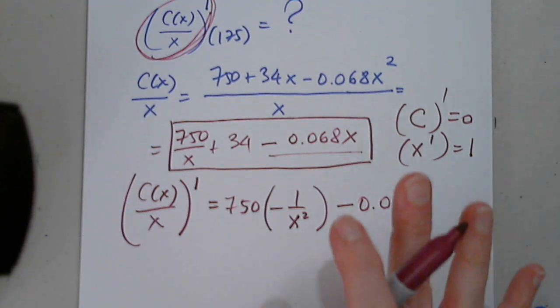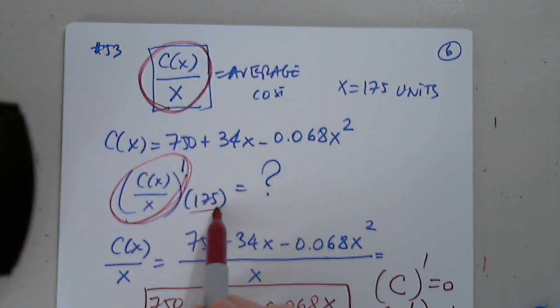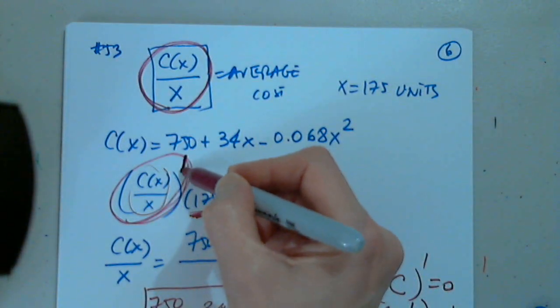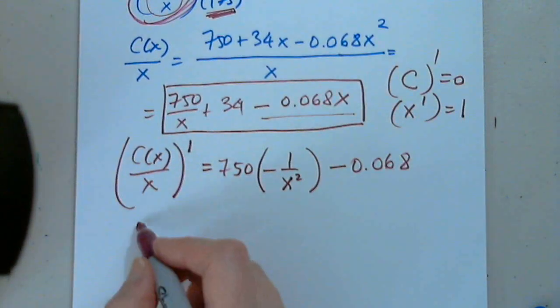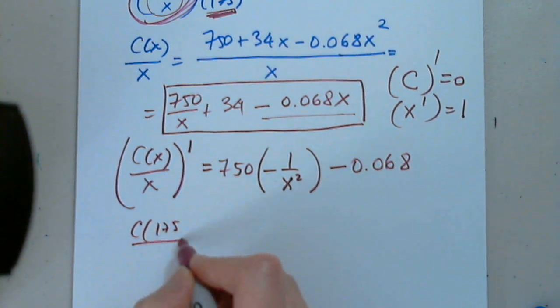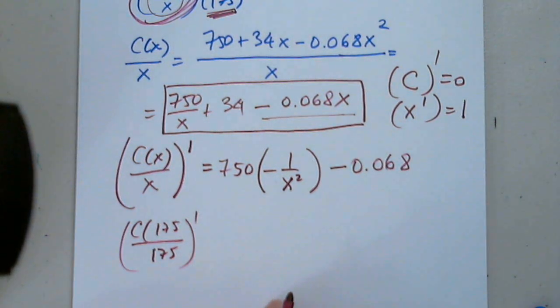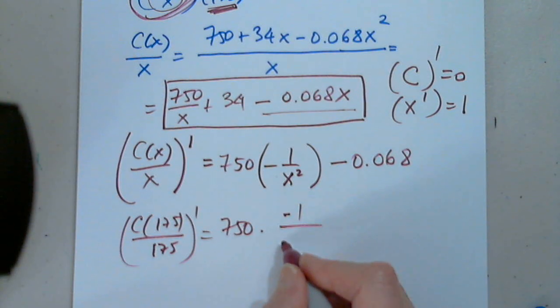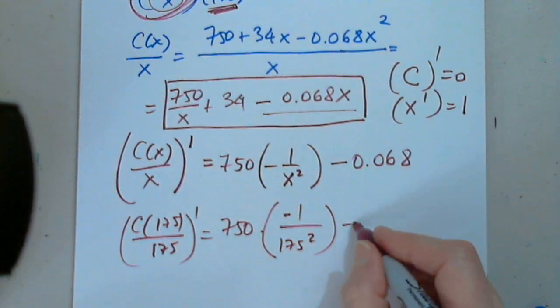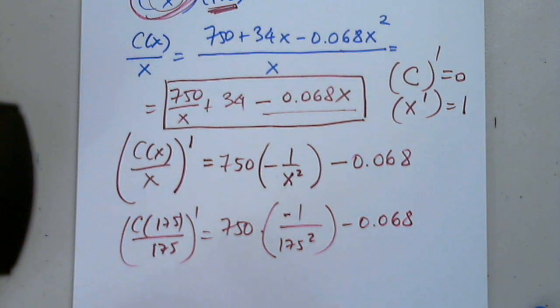That's it. Now, final answer. In this function that we determined initially, then in this new function that we just determined, now we have to plug in 175. So C of 175 over 175 is 750 times negative 1 over 175 squared minus 0.068. Be very careful how you do this and how you put it in the graphing calculator because it makes a huge difference.